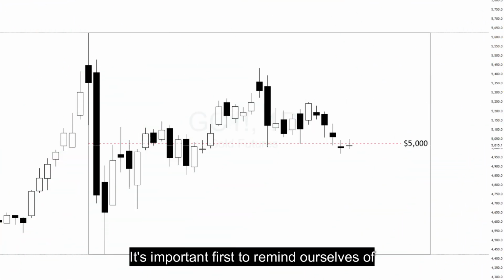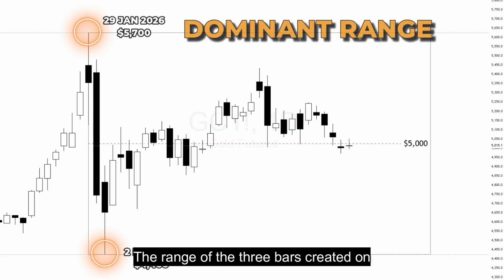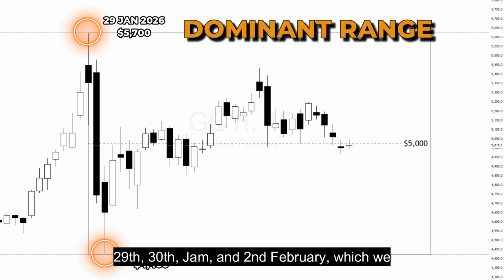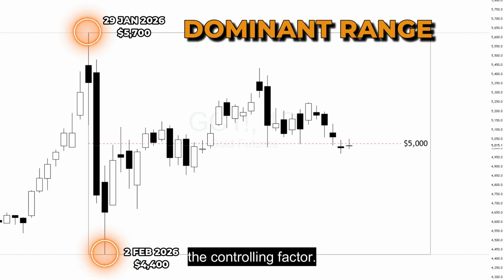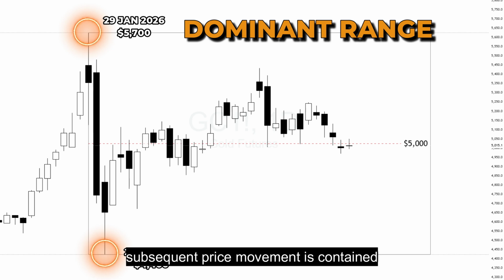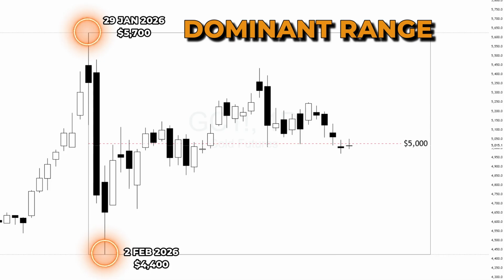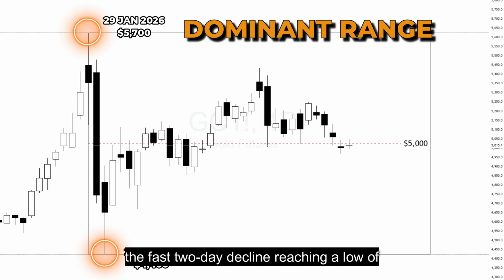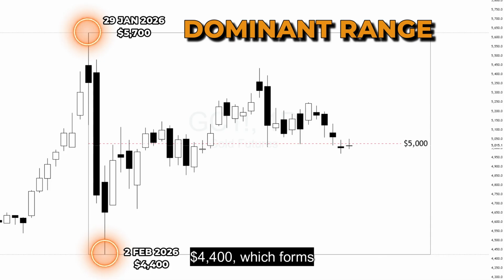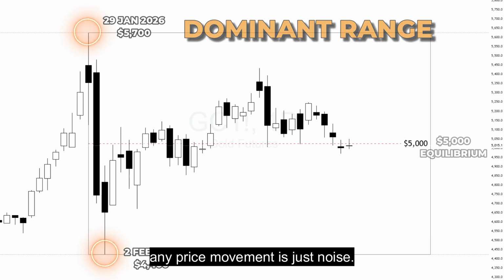It's important first to remind ourselves of the context that price is working within. The range of the three bars created on 29th, 30th January and 2nd February, which we referred to as the dominant range, remains the controlling factor. It is a dominant range because all subsequent price movement is contained between the upper boundary at the 29th January 2026 all-time high at $5,700 and the fast two-day decline reaching a low of $4,400, which forms the support. Until price action approaches these two data points, any price movement is just noise.